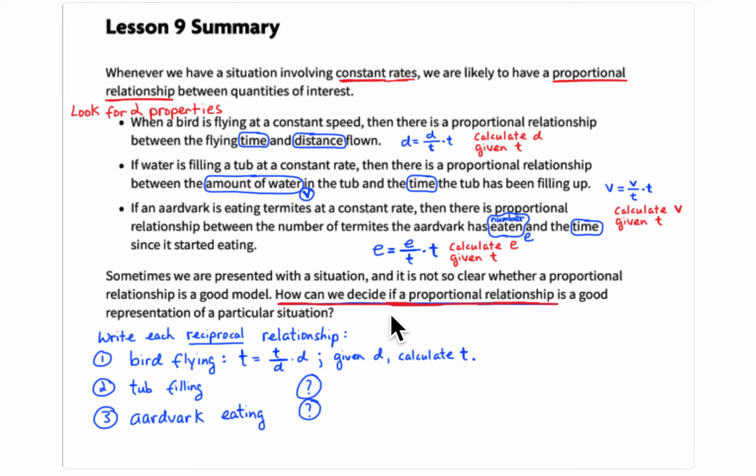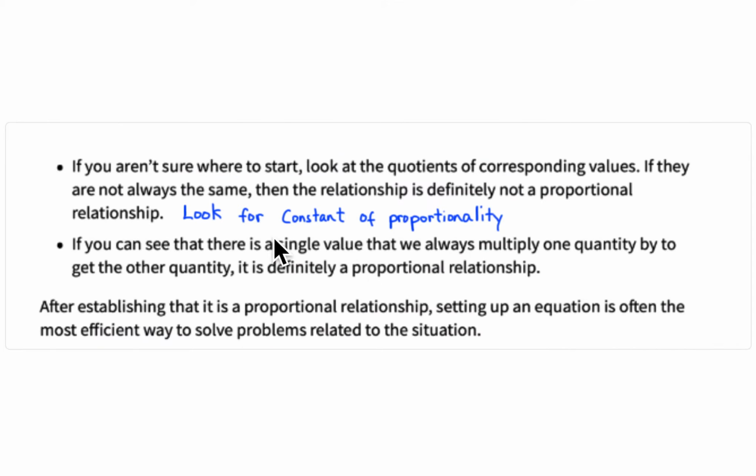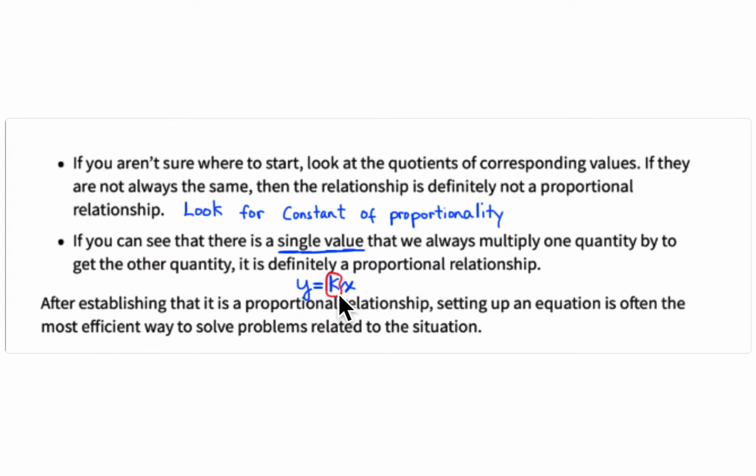Now, how can you decide if a relationship is proportional or not? You look for a constant of proportionality. This is a fancy way of saying that you look at the quotients of the corresponding values and figure out if they're the same. Basically, you take y, you divide it by x, and you see if that's a constant amount in every situation that you're given. That is figuring out what the value for k is, or the unit rate. So is there a single value that you can multiply by to get whatever y is in the equation?